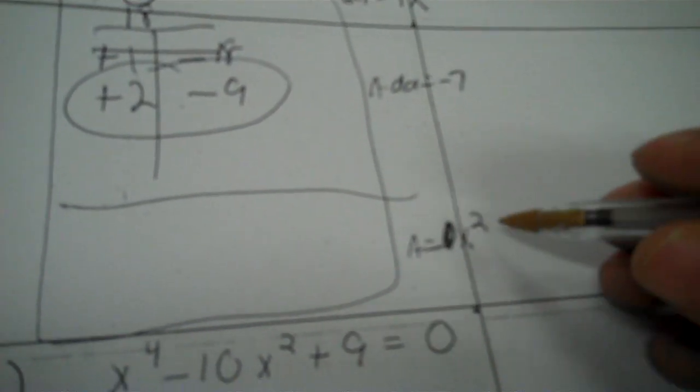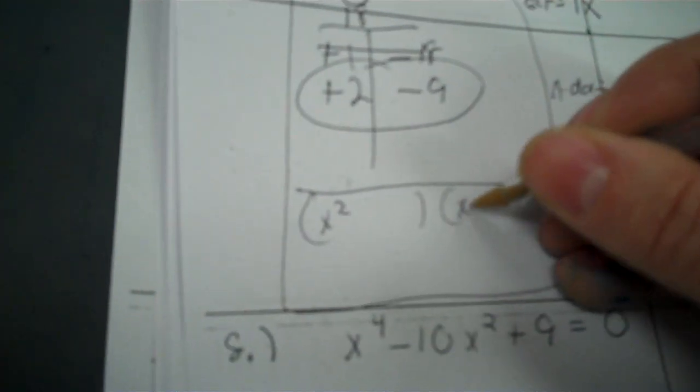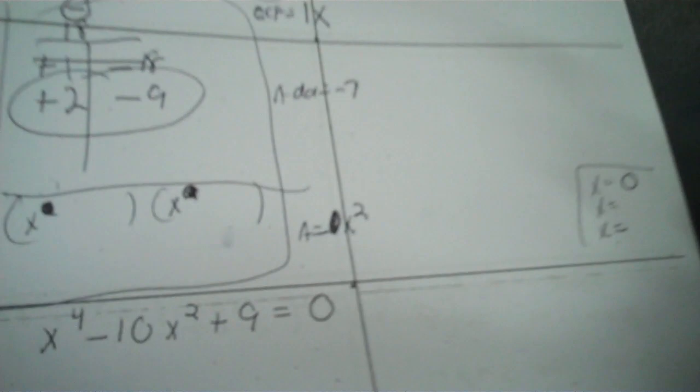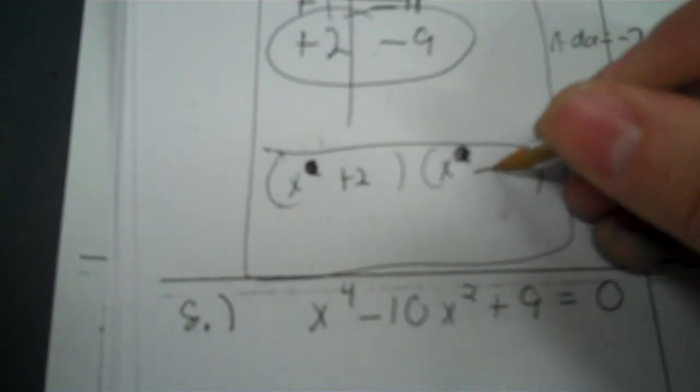Now, pay attention to what your A is. Your A is 1 with an x squared attached. You can get rid of the 1, okay? And you split your x squared just like before. If it's x to the 4th, then it goes x squared, okay? Or no, that's x, my bad. If it's x to the 4th, we go x squared. So plus 2 minus 9.